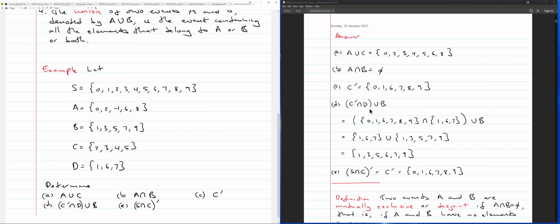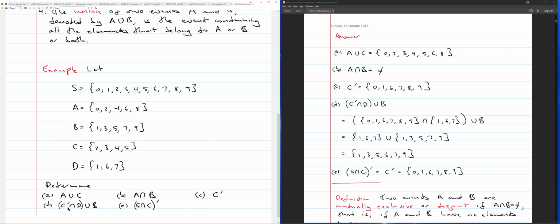C complement intersect D, union B. Let's work out this one over here. This is a little more interesting. Notice the use of the brackets here. The use of the brackets means that you need to work out this intersection first, and then take the union with B.